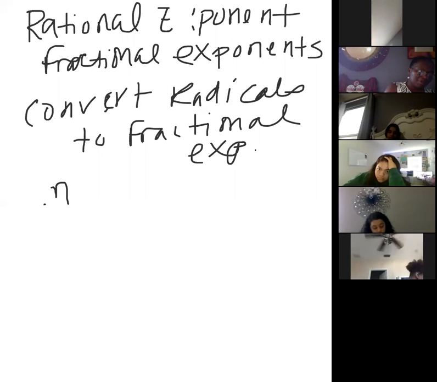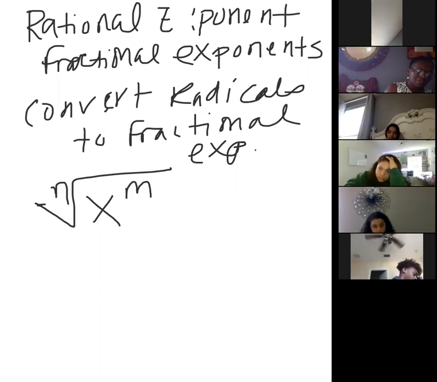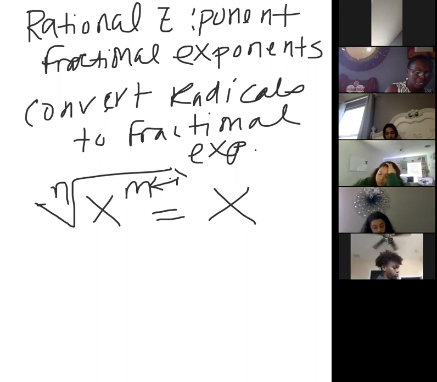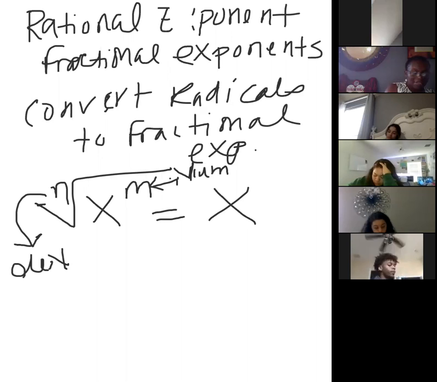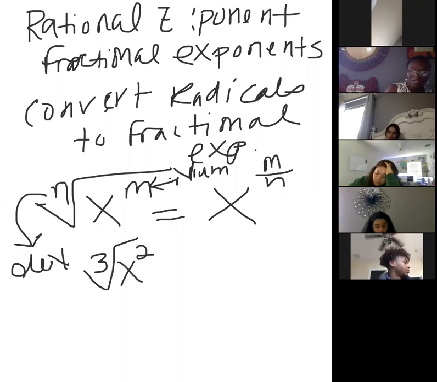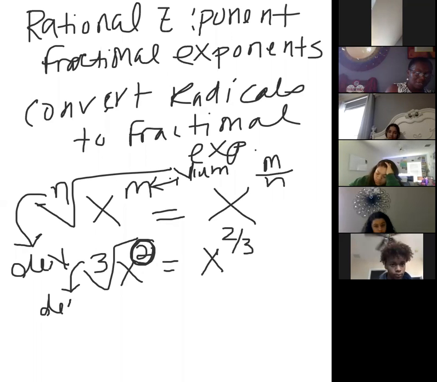If we have a problem in the form of the nth root of x to the m, to convert it to a fractional exponent, we keep the base. The m represents the numerator, and the n represents the denominator of the fraction, so that when you convert it, it becomes x to the m over n power. So the exponent is the numerator, and the index is the denominator. So if I had the cube root of x to the second, and I wanted to convert it to a fractional exponent, it would become x to the 2/3 power. Why? Because the 2 is the numerator and the 3 is your denominator.